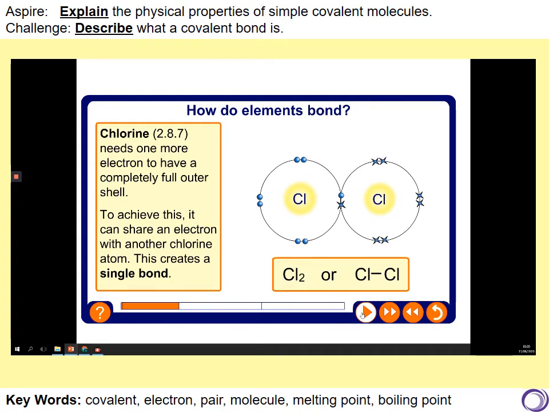You can see from the diagram that there are 2 electrons in the bond. So a covalent bond is one shared pair of electrons. This molecule would be a Cl2 molecule, or we could draw it as Cl with a horizontal line and another Cl. The horizontal line indicates a single covalent bond.